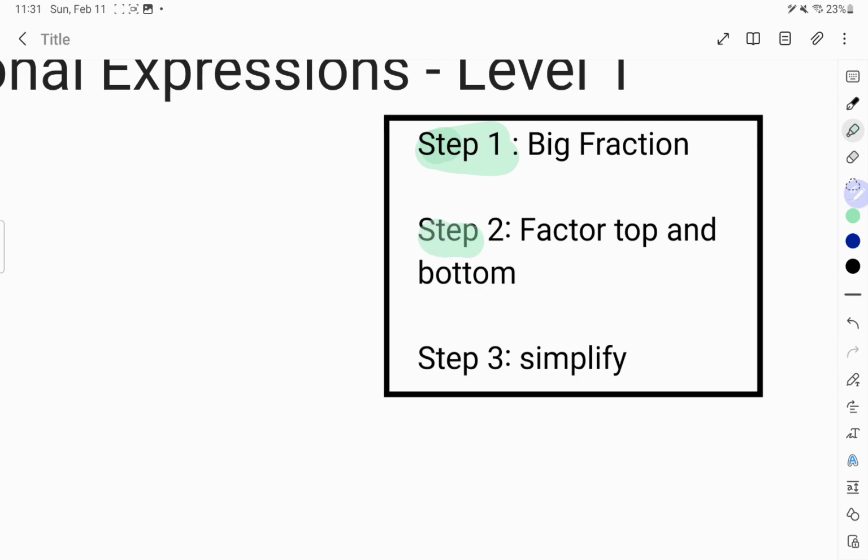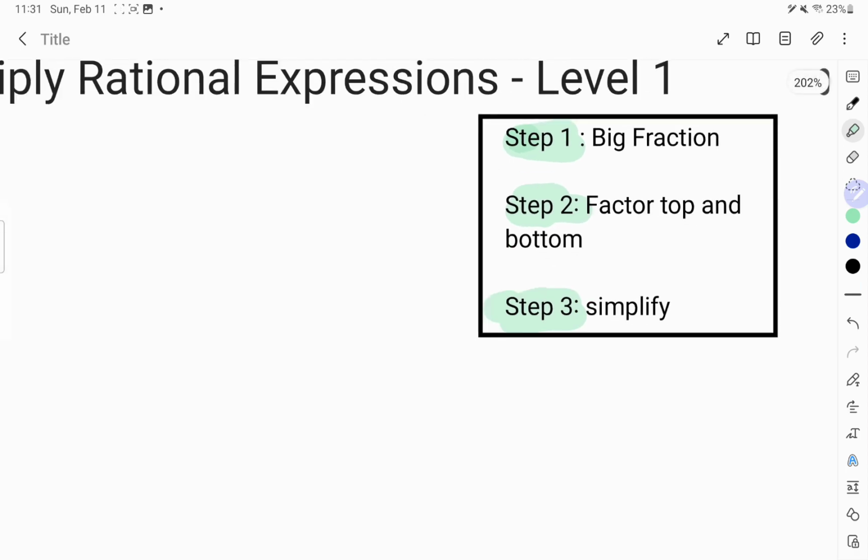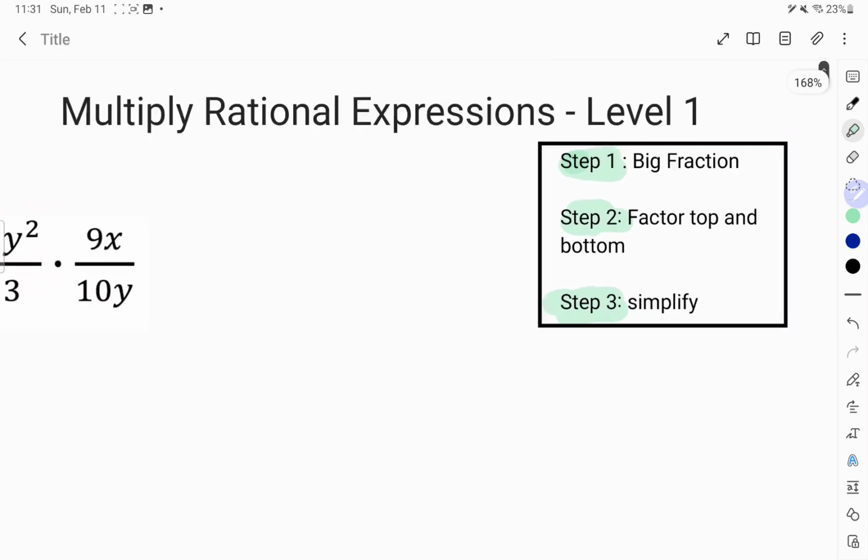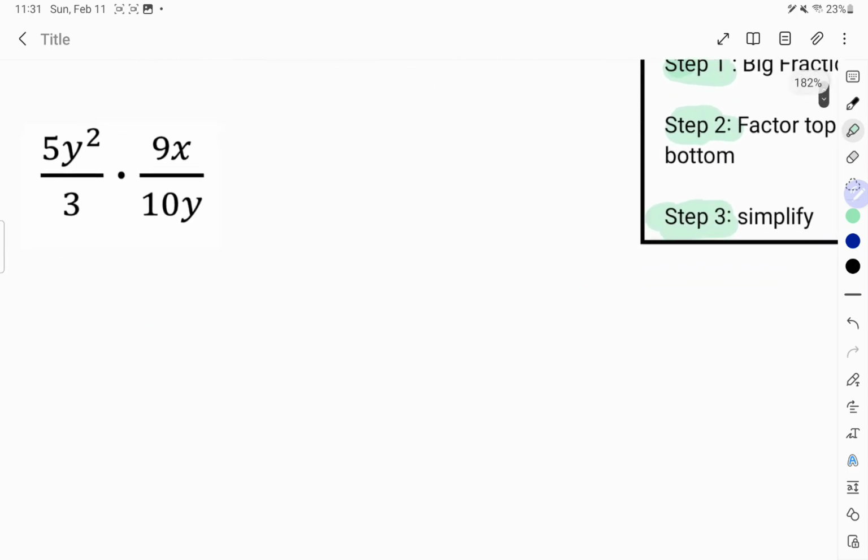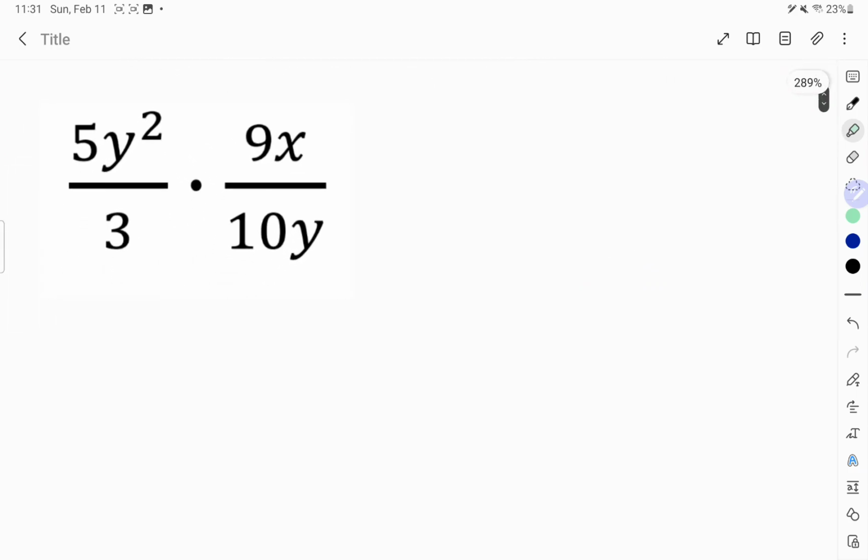Then we're going to go ahead and factor top and bottom. We've been doing that for weeks. And finally, we're just going to simplify at the end. Okay, so it's 3 simple things. We're going to do a big fraction, factor, and then simplify. All right, let's go ahead and do number 1.